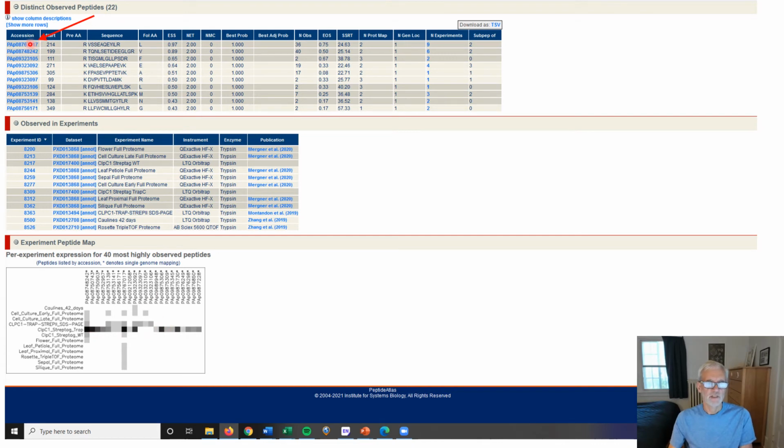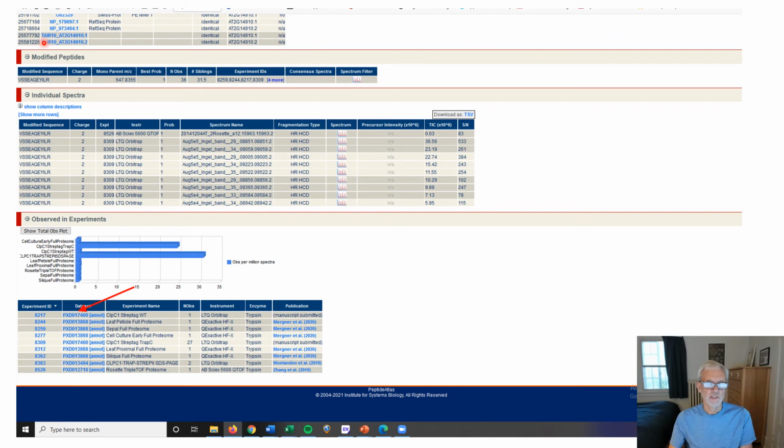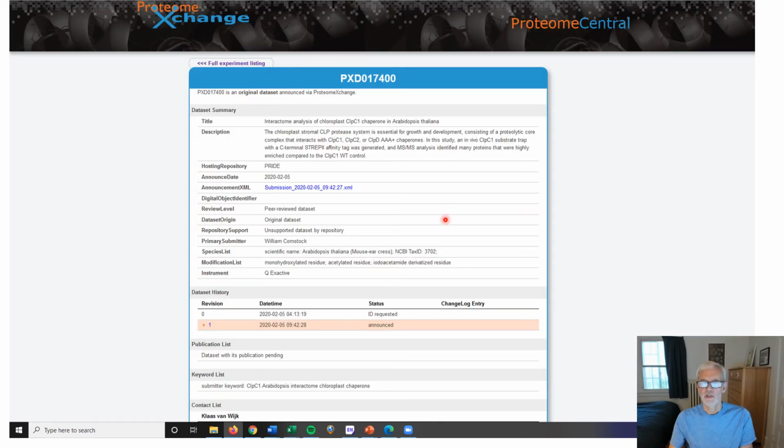If you click here on the individual peptide, you actually have a list of these peptides in their annotated raw spectrum and information of where they are found. And here you see yet again a frequency of the peptide observation for individual experiments. You can see here this peptide was identified with 30 observations per million spectra. And finally, you can link back to the original PXD file to read more about it. If you click here, you go back to ProteomeXchange, and you can read the original submission and other information that they provide.